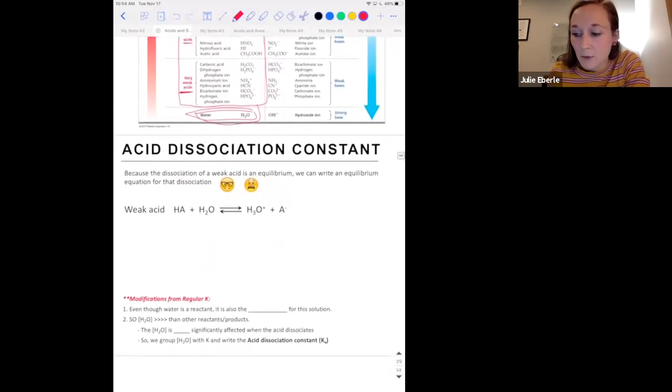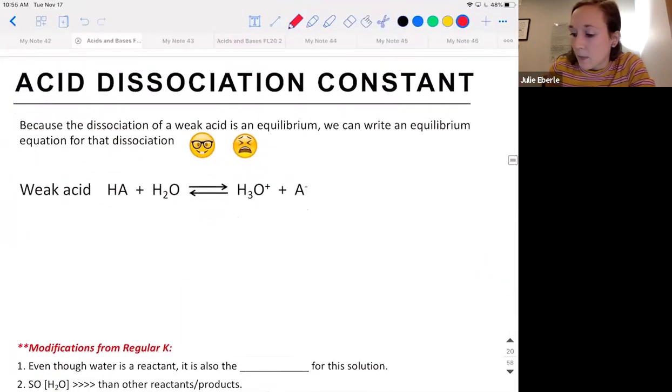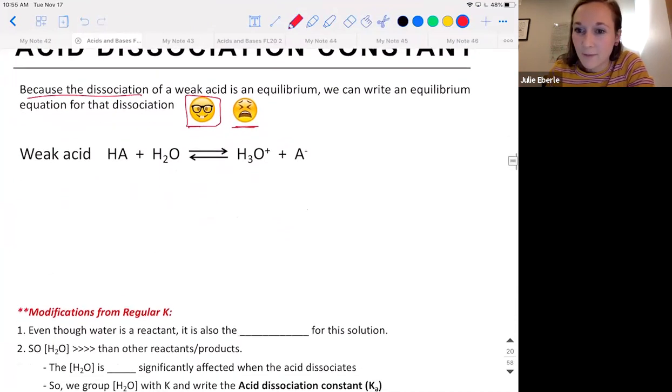Okay, so weak acids, I'm going to turn this sideways so you can see a little better. Because the dissociation of a weak acid is an equilibrium, double arrow, we can write an equilibrium equation. And I'll let you pick the emoji that describes how you best feel about equilibriums. I know most of you will pick this one. And very few of you will pick that one.